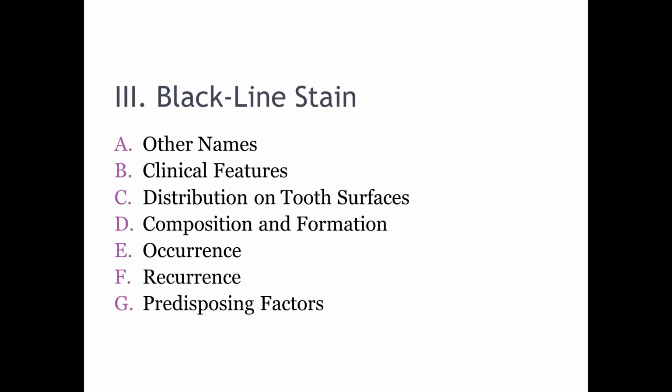So now we have black line stain, and that's a highly retentive black or dark brown calculus-like stain that forms along the gingival third near the gingival margin. This can occur on primary or permanent dentition. Other names for black line stain are pigmented dental biofilm, brown stain, and black stain.